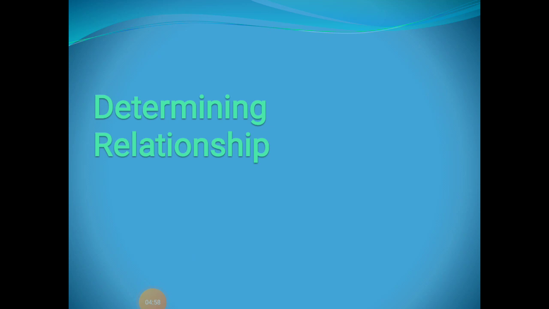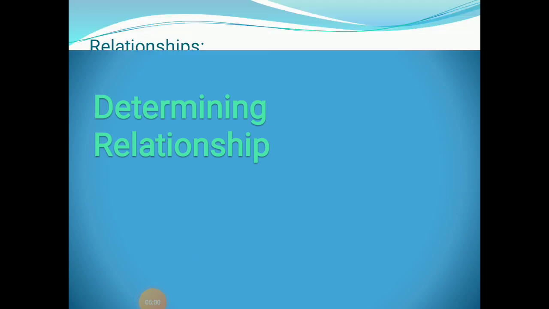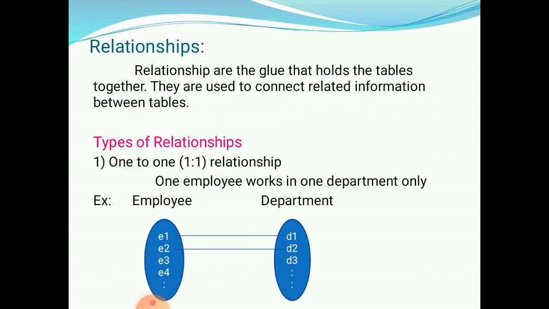What do relationships mean in a database? Relationships are the glue that holds the tables together. They are used to connect related information between tables. It means how one column is connected to another column in that table. All the information you have saved in tables is related to one another.